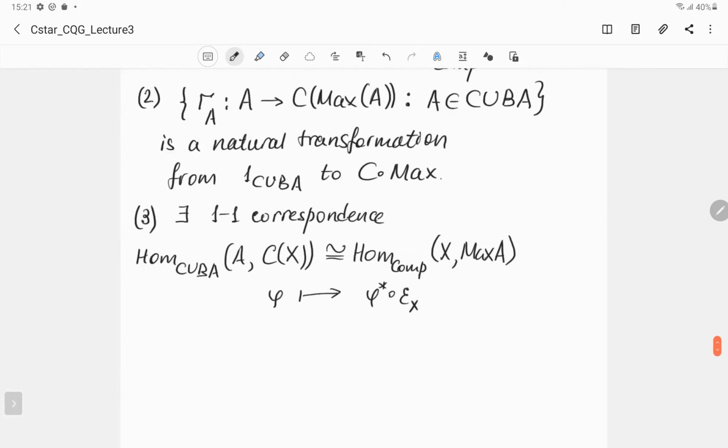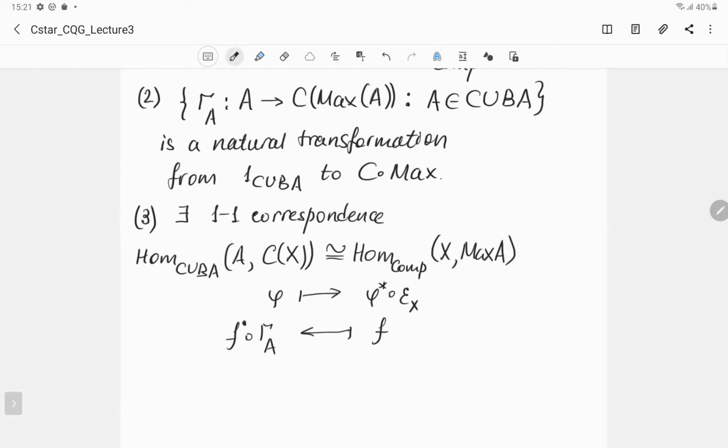And conversely, if we start with a continuous map F from X to max of A, then we can do the following. First, we apply the Gelfand transform of our algebra A. So it acts from A to the algebra C of max of A. And if we now compose with F dot, which acts from C of max of A to C of X, we get a homomorphism from A to C of X. So these two maps are the inverses of each other. So this is our one-to-one correspondence.